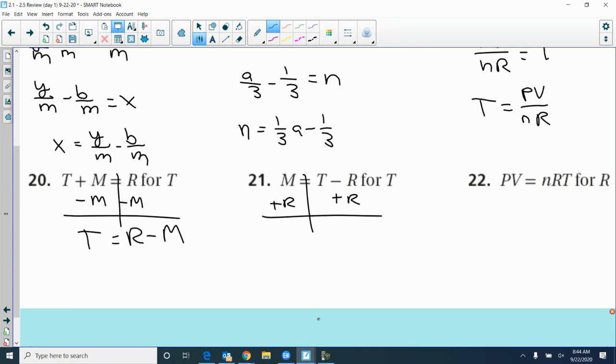And tell me what to write. Then you get m plus r equals t, and then you're gonna flip that around. T equals m plus r. Good. All right, that's all we're gonna do for that one.